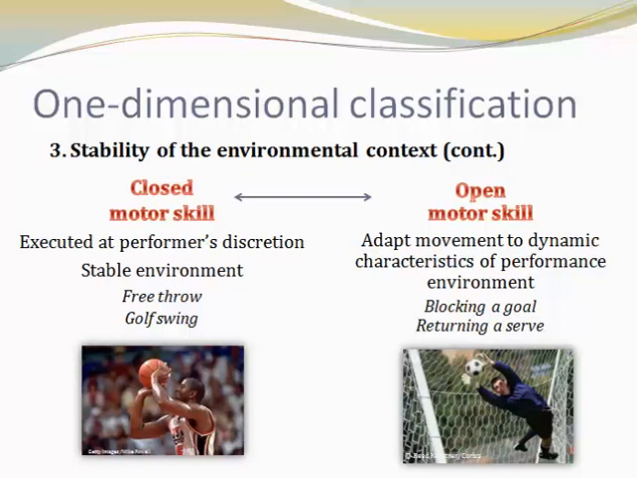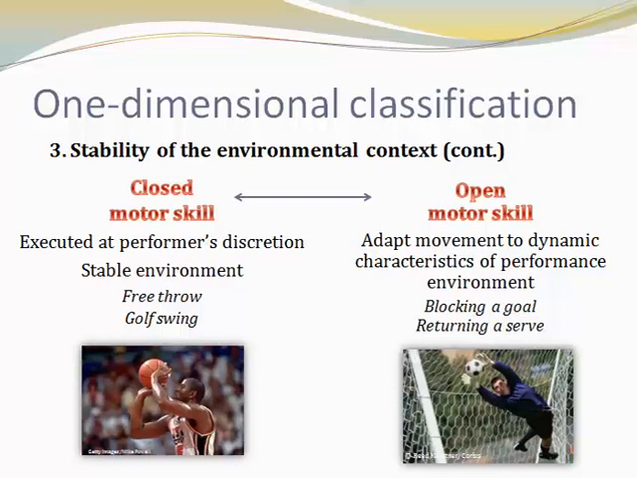And then we have open motor skills, where the execution of this type of motor skill is going to rely on the performer moving at a certain time and rate in order to achieve whatever the goal is. Another term for this is commonly referred to as a coincident timing task. And essentially what the individual is trying to do is adapt their movement to the dynamic characteristics of the performance environment. In other words, the environment is unstable. It is not static. It is most likely constantly changing.